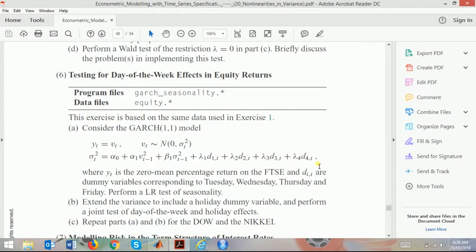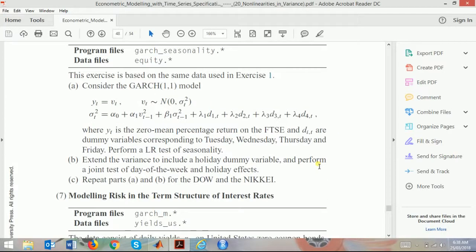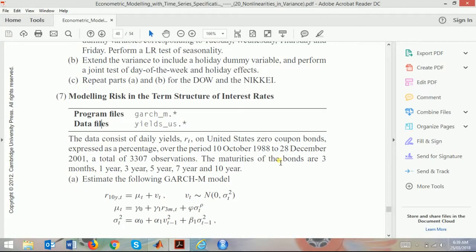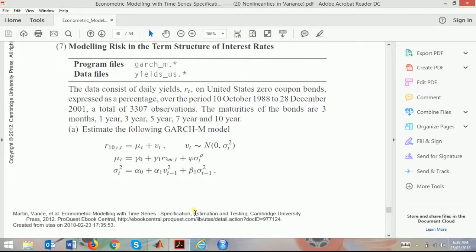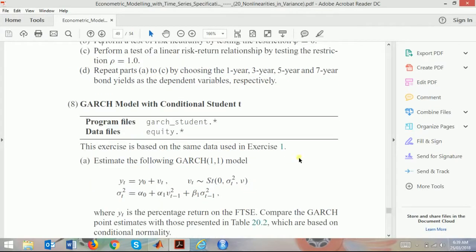Now in the last video we talked about GARCH M, ARCH and NH, and also we talked about how we can model risk in term structure of interest rate, where the parameter phi captures the risk neutrality. Today we're gonna start with GARCH model with conditional student T distribution. So let's have a look into problem number 8.